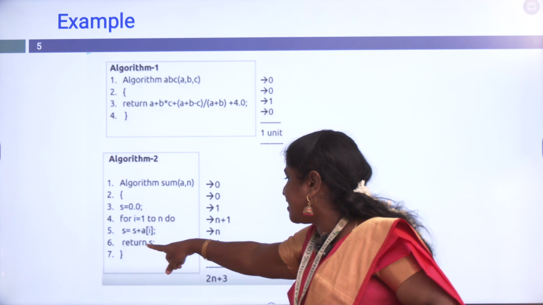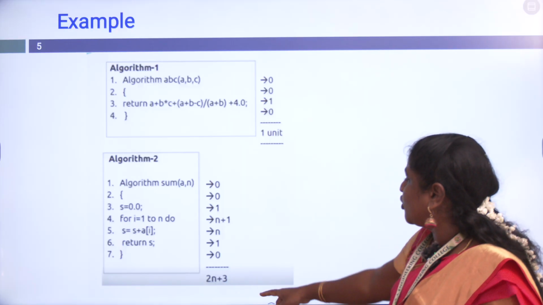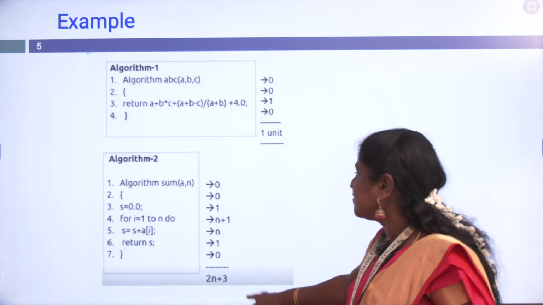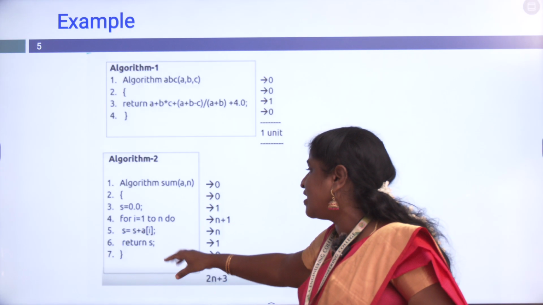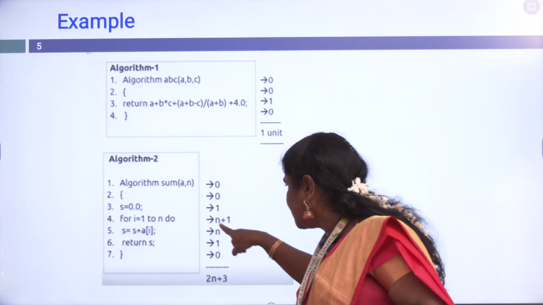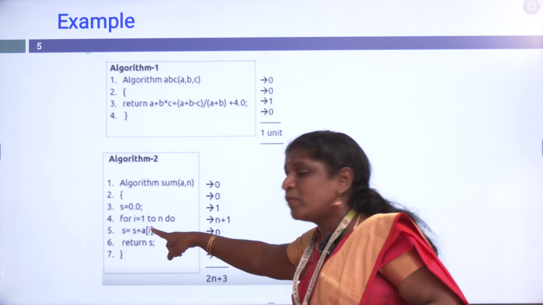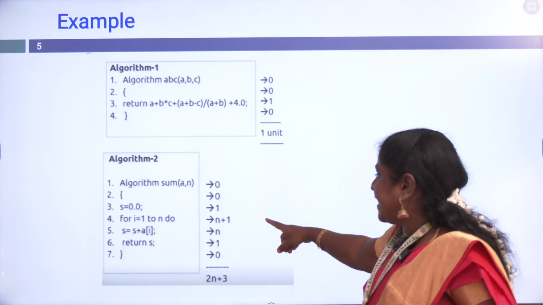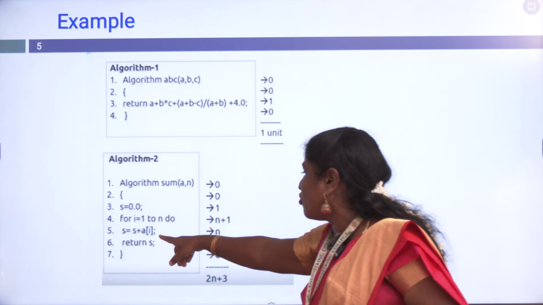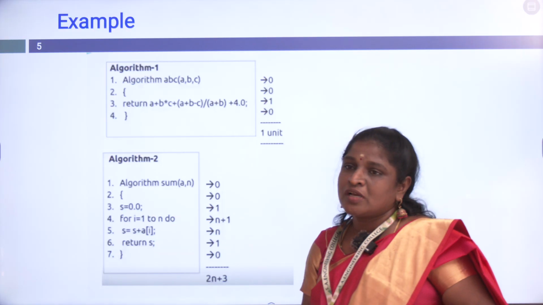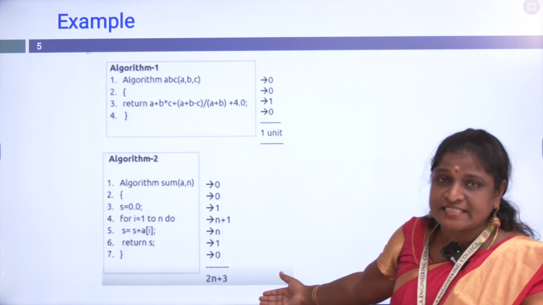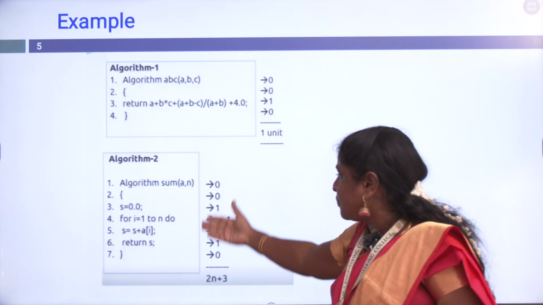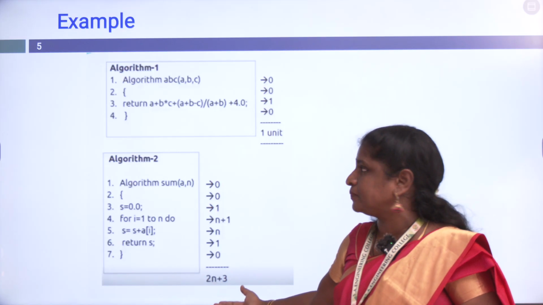Then the return value takes 1 unit, totally 2n plus 3 units to find the sum of n numbers, because of the variation in the loop and the body of the loop. The loop condition takes n plus 1 units, and the body of the loop takes n. So totally the time complexity of this particular problem is 2n plus 3.